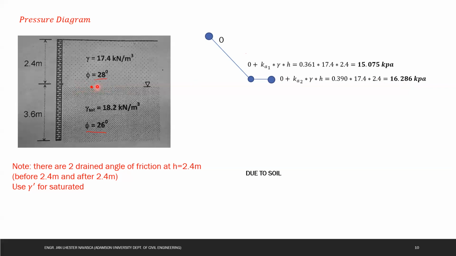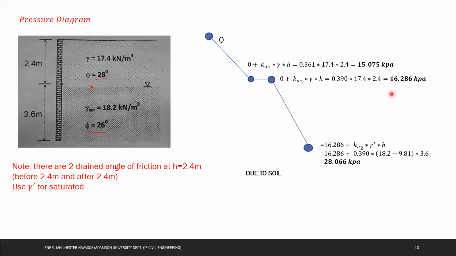Right after 2.4, you can now do the simple one-layer pressure diagram considering this soil. Okay? So it will increase again, right? It will increase again due to this, down to 3.6 meters. So the increase is this one.